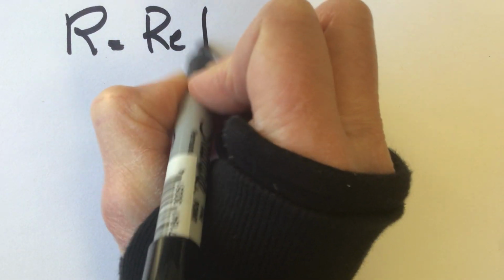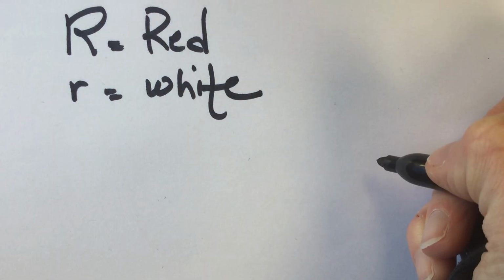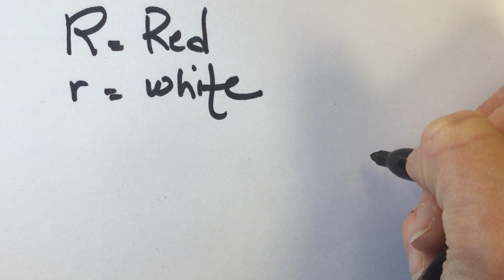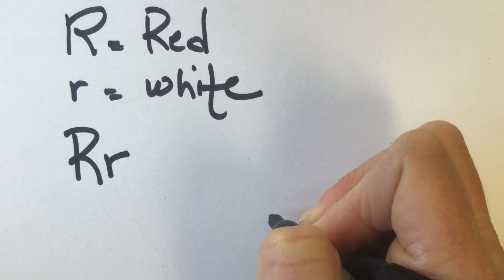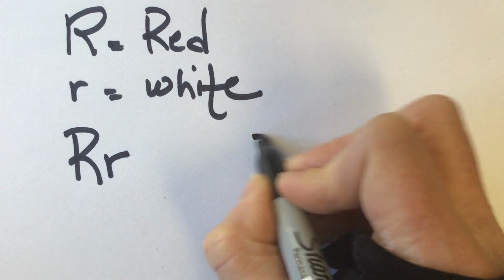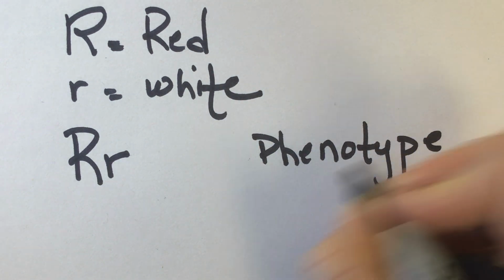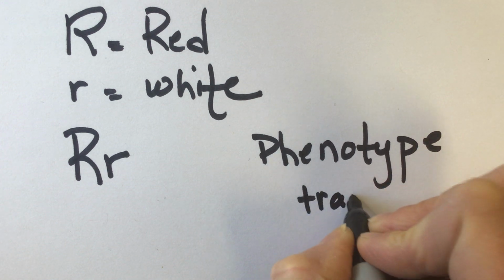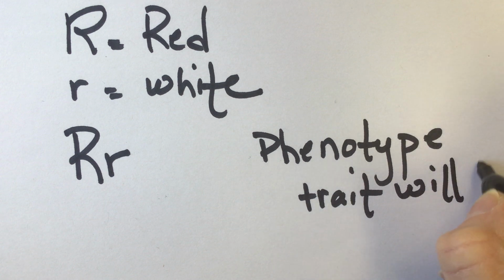Okay, now this one was kind of surprising to me because it says capital R equals red and small r equals white. Okay, and it says a bird inherited one of each allele from its parent, so it is capital R, small r. What would be their phenotype? So phenotype again is what are they going to look like? What trait will I see? Will I see red or will I see white?